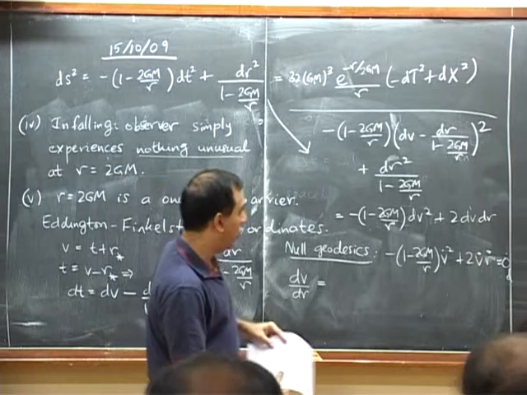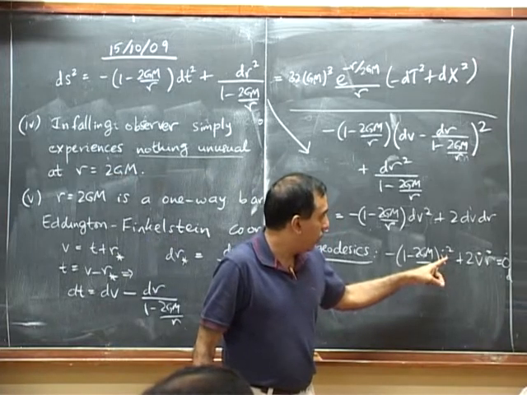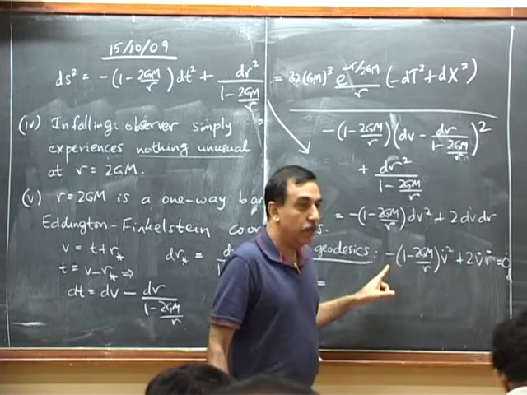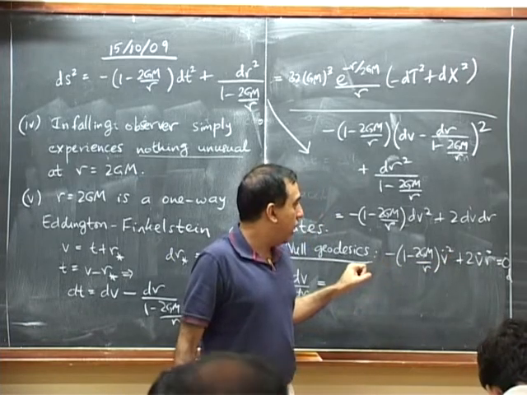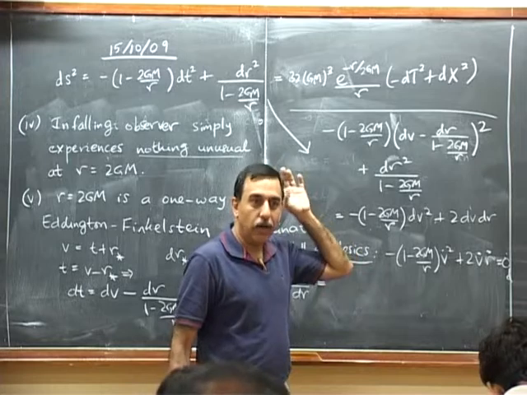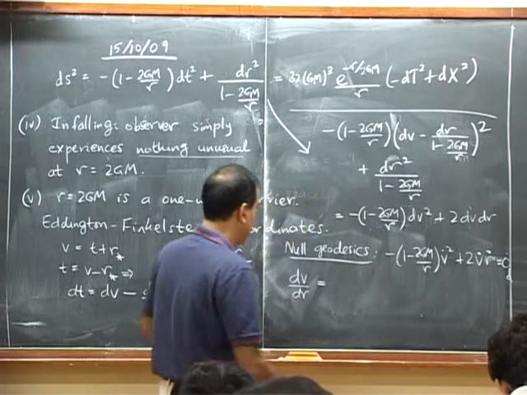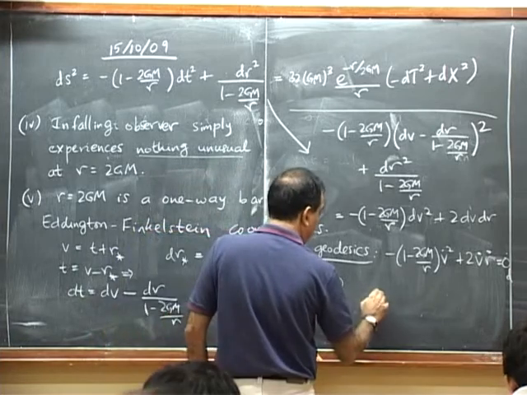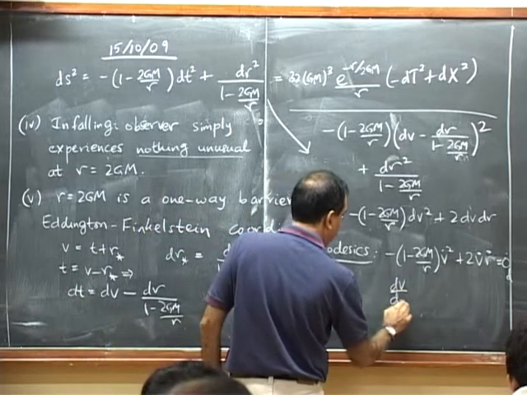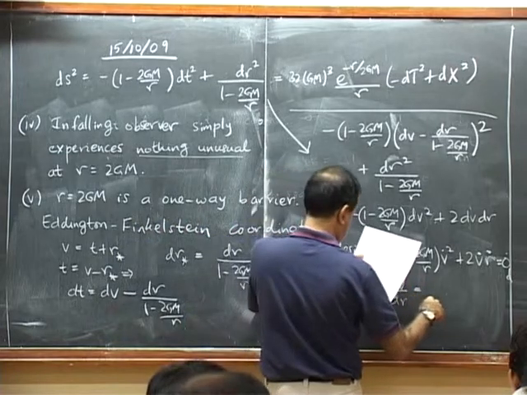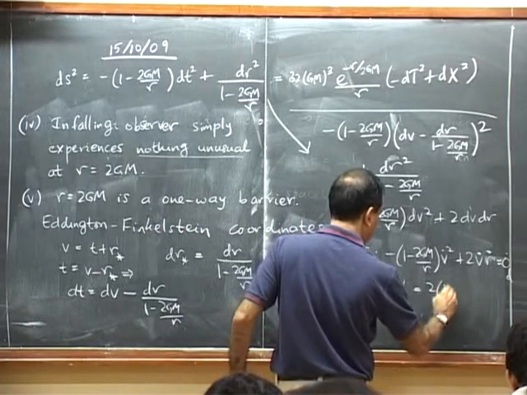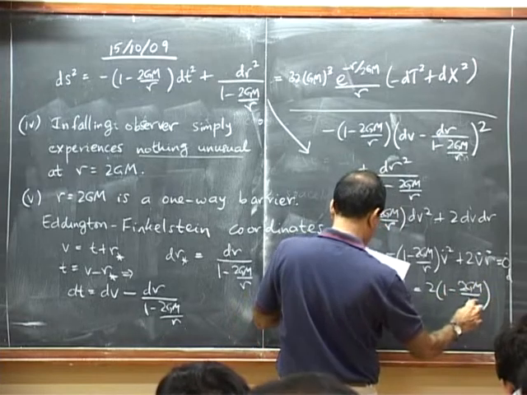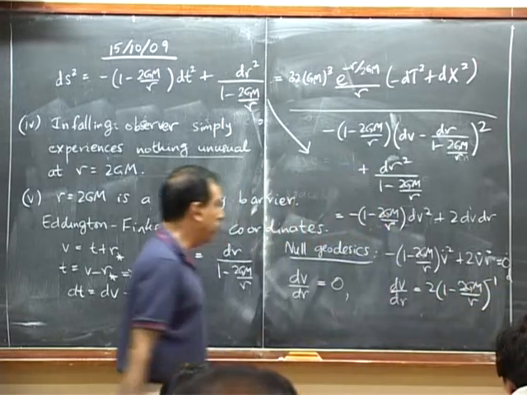And we find the following answer. If we try to solve this for dv by dr, we have to divide by r dot squared. And v dot equals 0 itself is one solution. So dv/dr equals 0 is one solution. And the other solution is dv/dr equals twice (1 minus 2GM upon r) inverse. And which is ingoing and which is outgoing?